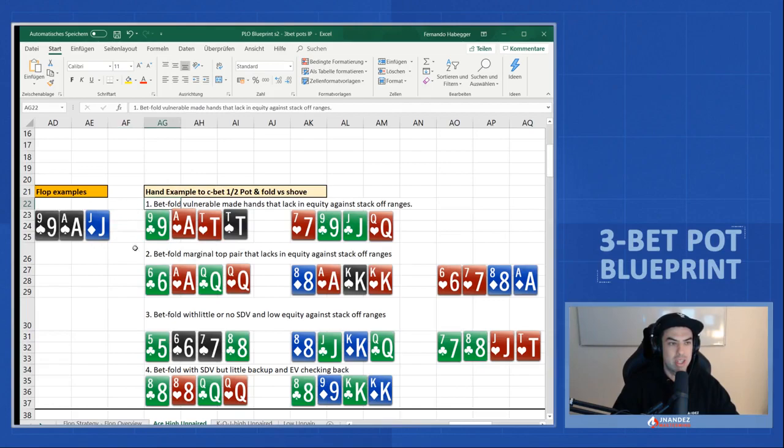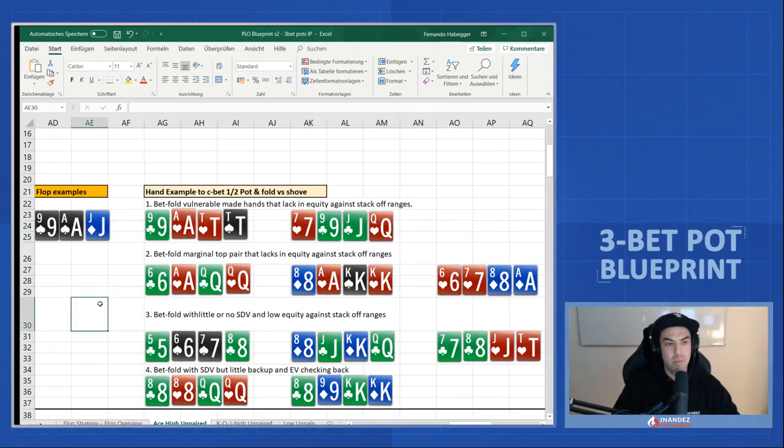For example, the best bet fold vulnerable made hands that lack equity against stack off ranges, for example, ace 10, 10, 9, this hand is not going to check back. It's not playing that great on turns. And we do have such a strong polarity advantage on the board that we do want to bet and then fold versus jam. Or a hand like bottom two pair here, queen, jack, 9, 7, is also going to bet and fold against the raise.